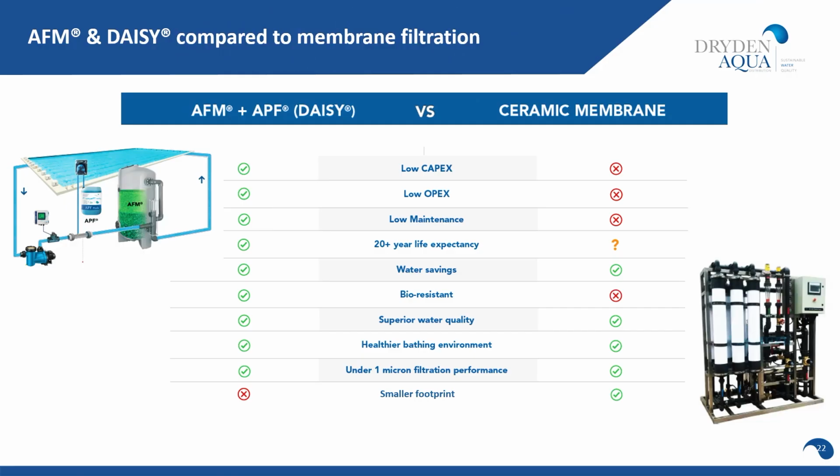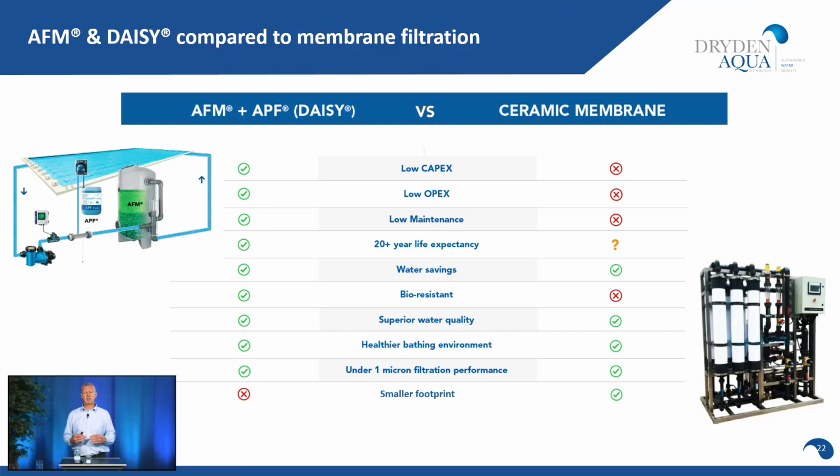And under 1 micron filtration performance. The ones that I've seen in the UK are typically 3 to 5 micron. I haven't seen any under 1 micron filtration performance yet, but we've still given them a tick on that. Smaller footprint, I think this is where ceramic membrane really comes into its own, where there are access restrictions and the existing system needs to be replaced. Then ceramic membrane is quite a good solution because that can be built on site. You can carry the components through a standard doorway and build the system on site, whereas we do need to use the big vessels with Daisy.